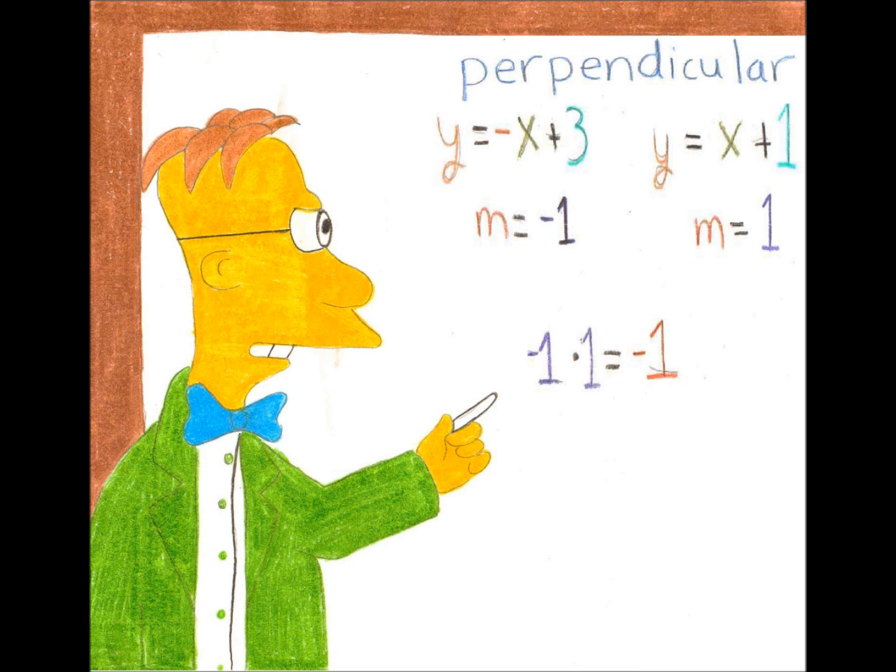Now, using the new lines that we have, I will explain to you perpendicularness. I know, it'll be crazy. So the first line that we have is y equals -x plus 3, and the other line that we have is y equals x plus 1. So the slope of the first line is -1, and the slope of the other line is just 1. And when you multiply them together, you'll get -1. That means they are perpendicular.